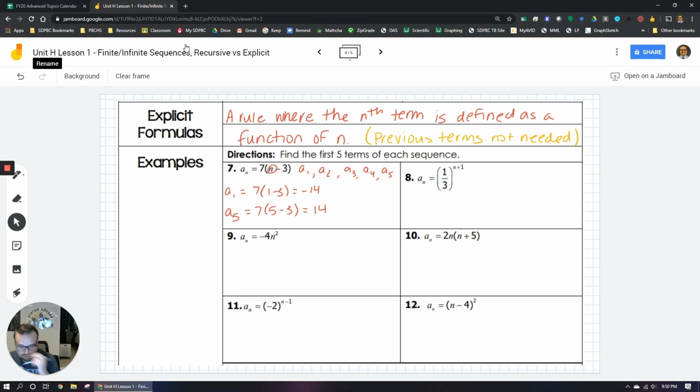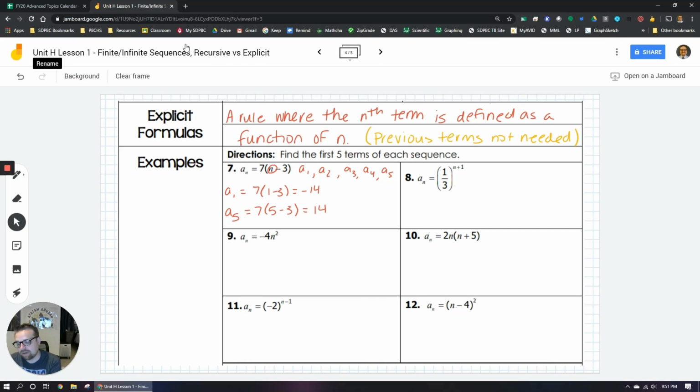We're going to do number 8 here. And in number 8, you can see that the rule we were given is that a sub n, or any term of the sequence, can be found by doing the function 1/3 to the power of n plus 1. So whatever term you're looking for, plus 1, that's the exponent. And then you're going to take 1/3 and raise it to that power.